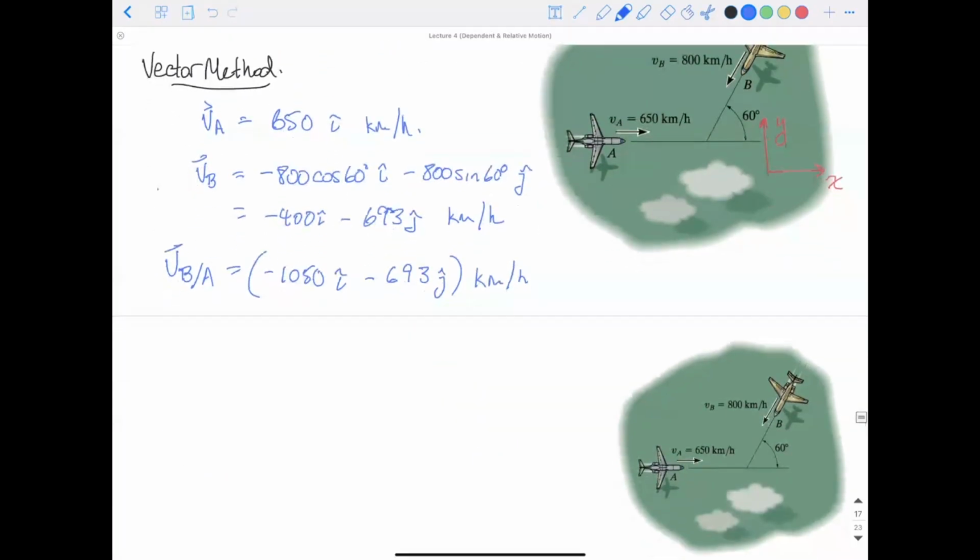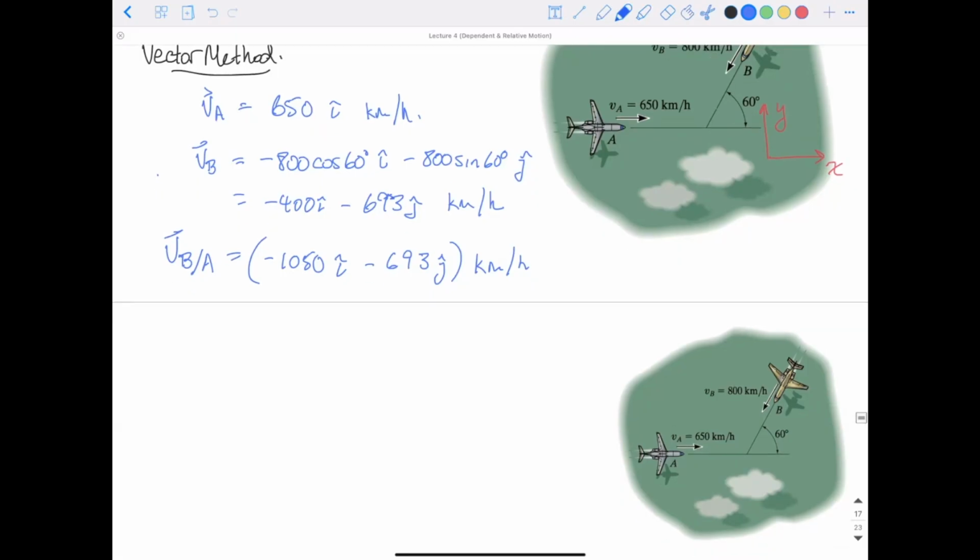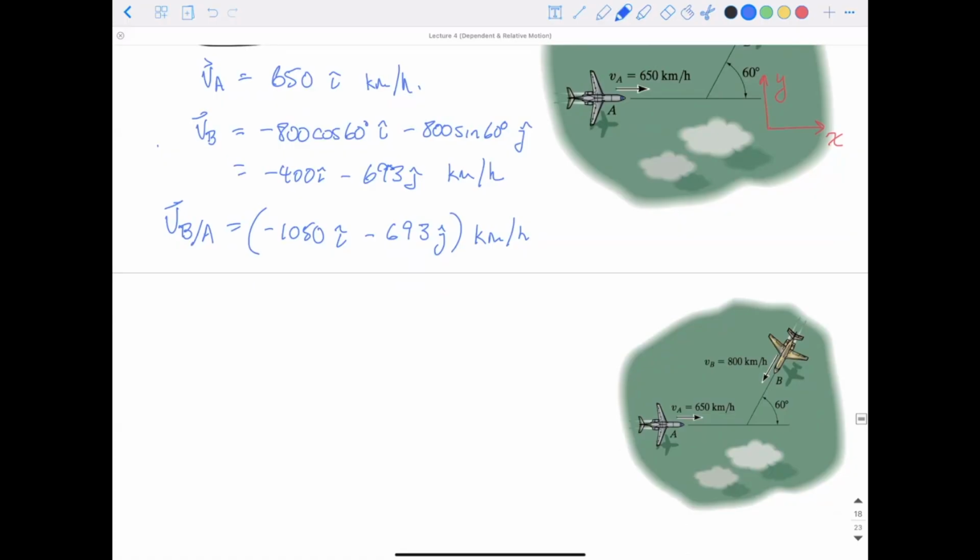So if that is our vector, how do we find now the speed and the direction? So we have our vector. You just sum the components using the Pythagorean theorem thing. Yeah.